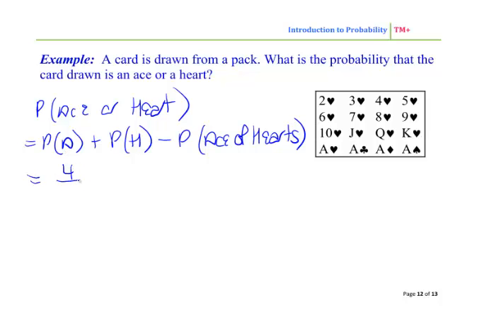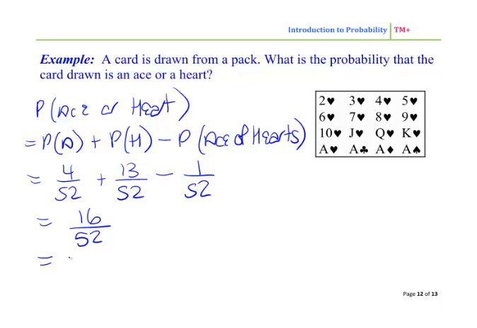So we have 4 over 52 plus 13 over 52 minus 1 over 52. That gives us 16 over 52. So 4 plus 13 is 17. 17 minus 1 is 16 over 52, which is 4 over 13.